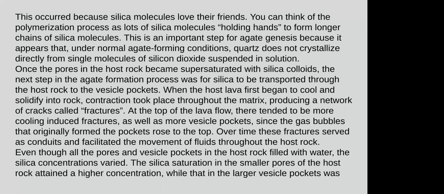Once the pores in the host rock became supersaturated with silica colloids, the next step for the agate formation process was for silica to be transported through the host rock to the vesicle pockets. When the host lava first began to cool and solidify into rock, contraction took place throughout the matrix, producing a network of cracks called fractures. At the top of the lava flow, there tended to be more cooling-induced fractures, as well as more vesicle pockets, since the gas bubbles that originally formed the pockets rose to the top. Over time, these fractures served as conduits and facilitated the movement of fluids throughout the host rock.